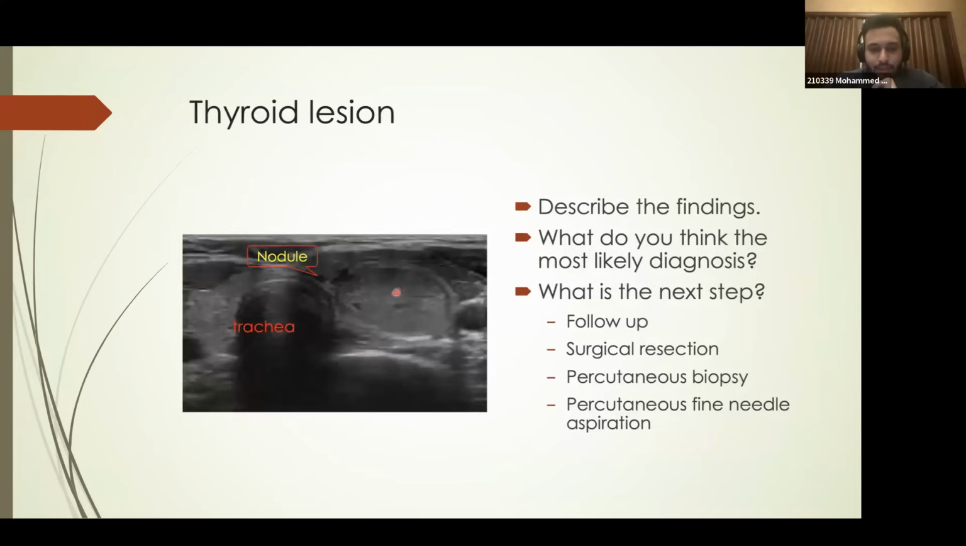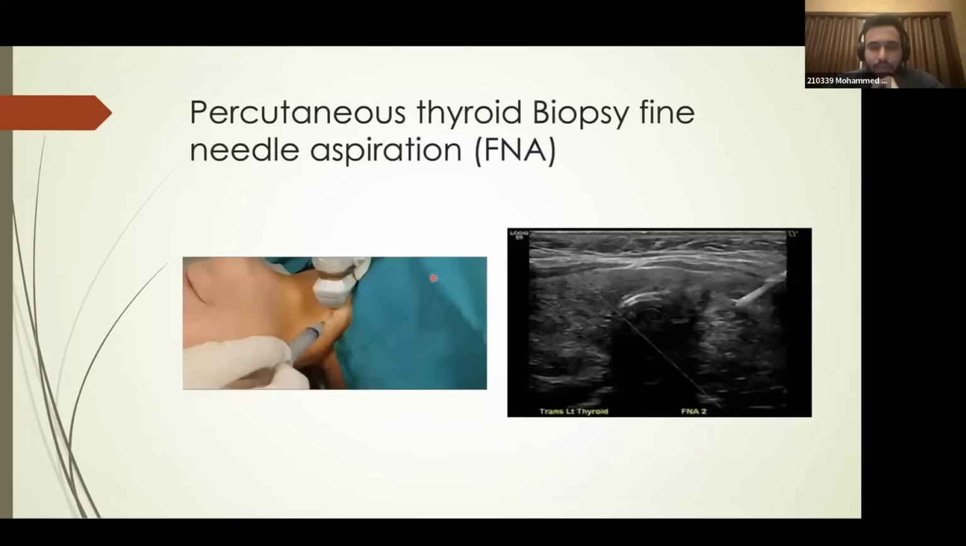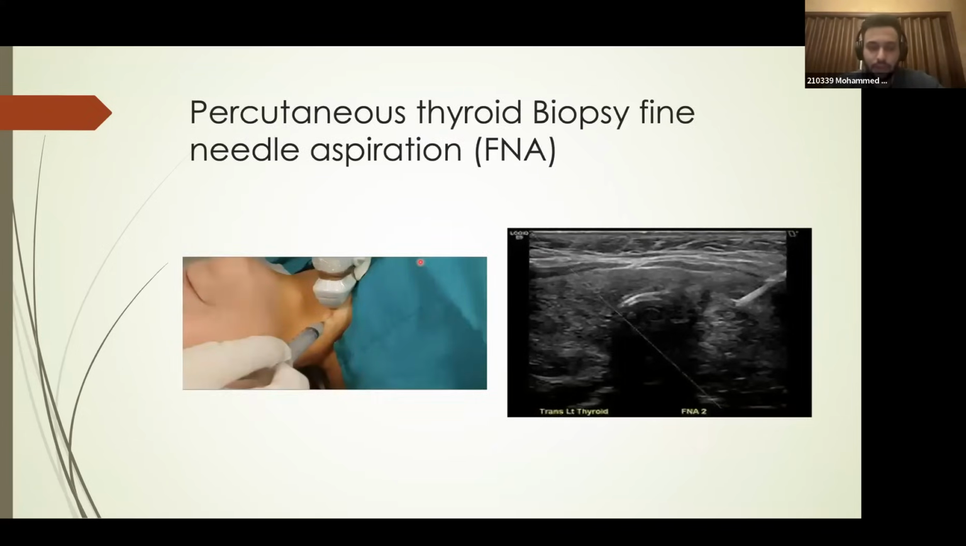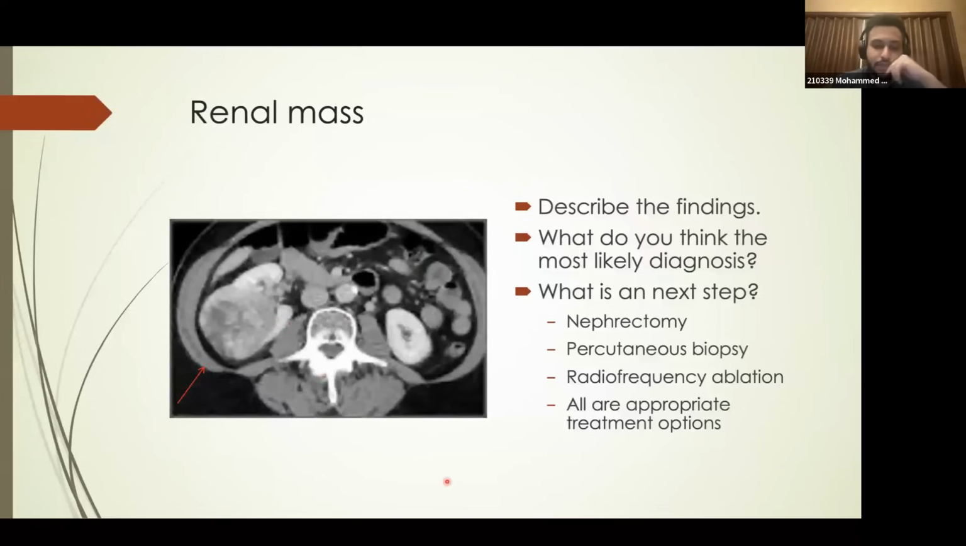But that's basically what you do for thyroid masses. Once you see that it's a nodule and you want to biopsy it, you do it by percutaneous fine needle aspiration, ultrasound guided. Okay, that's it. Renal mass. Now, is this a cyst or a malignant mass?